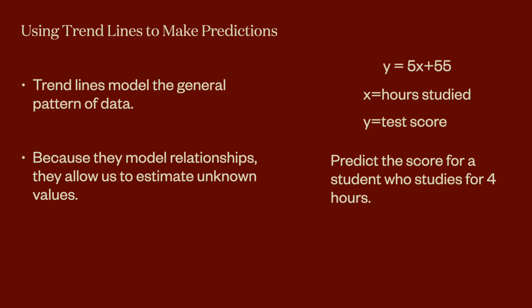So in that lesson, what we learned is I can take the value of 4, which was hours, and substitute it into my equation. 5 times 4 is 20, so I'll have 20 plus 55, and 20 plus 55 is 75. So what that tells me is we predict a student who studies for 4 hours would make a score of 75. Trend lines and equations can be used to predict values of y for given values of x. It's important to remember that predictions are estimates, not exact values, so I don't expect that a student who studies for 4 hours will make exactly a 75, but it's a good prediction. I think they'll make about a 75.